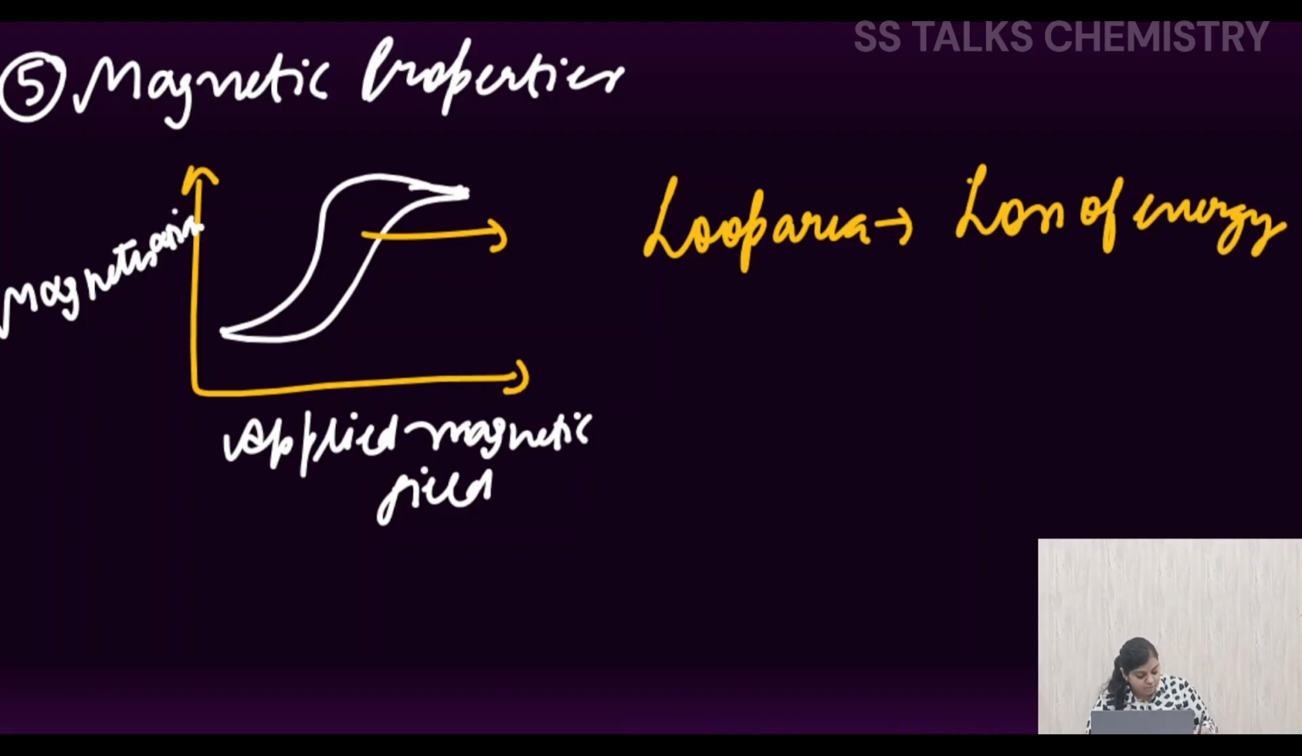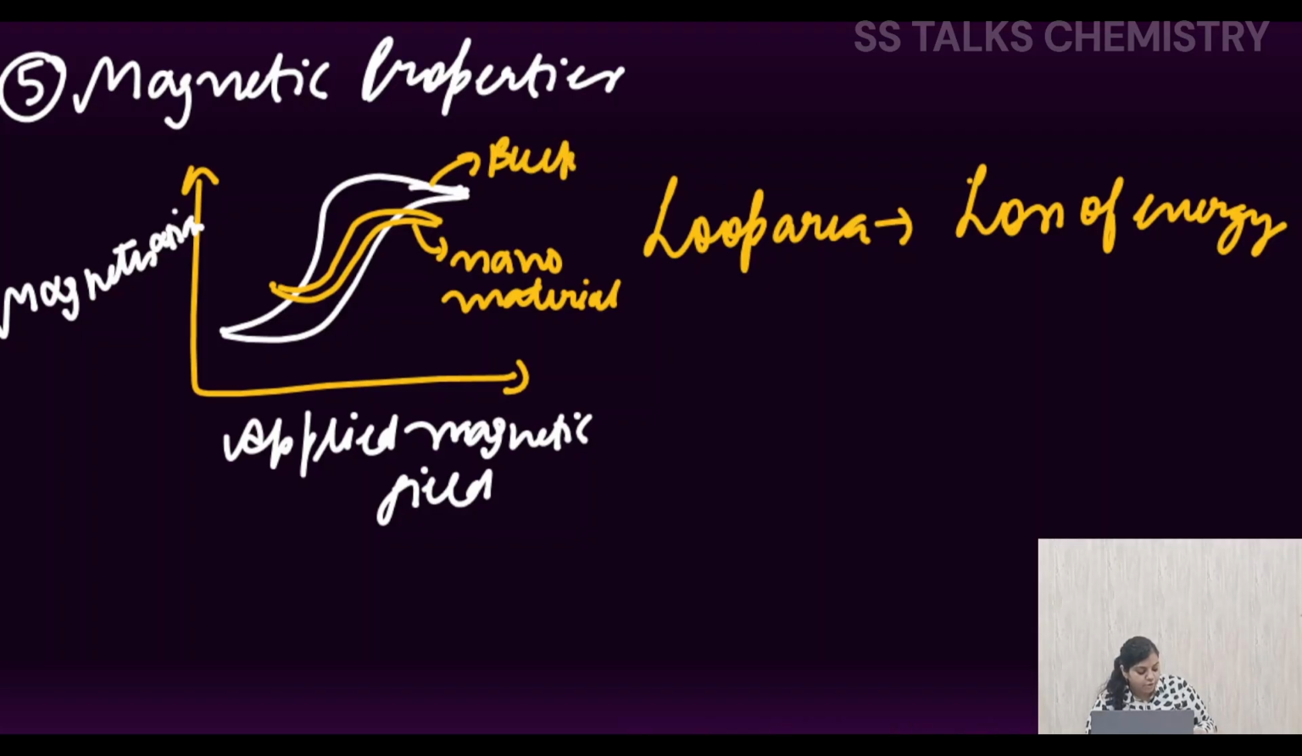Okay, so as we move from the bulk materials to the nanomaterials, the size of the loop decreases. So this type of plot you are observing, this is for the bulk. As you go to the small size, there is going to be a smaller area of this particular loop, which represents that there is going to be less loss of energy as we go from the bulk to the nanomaterials.